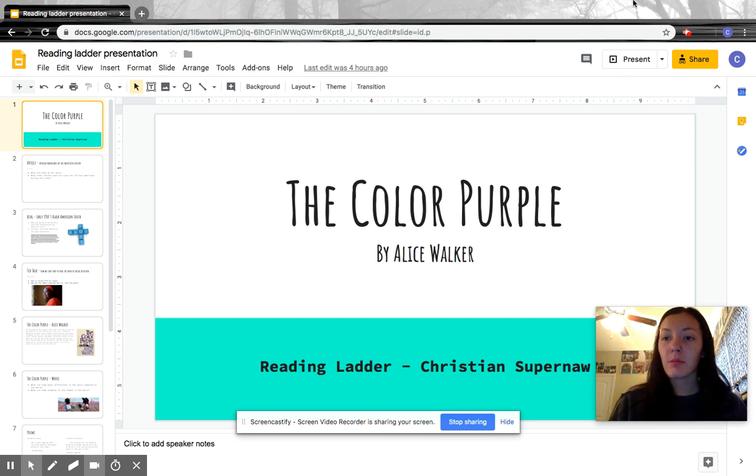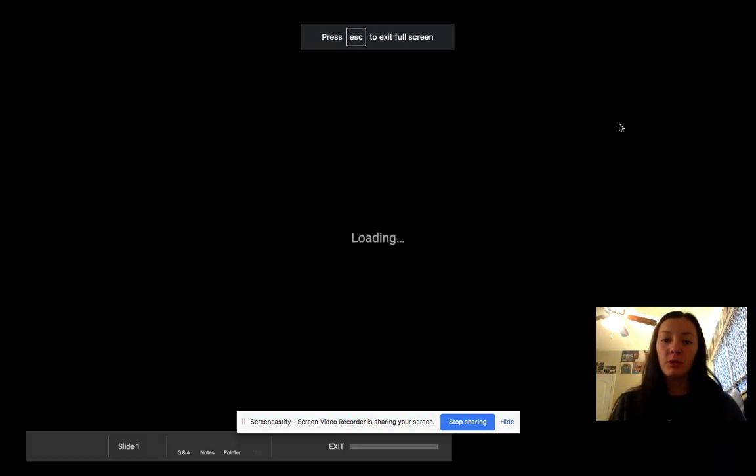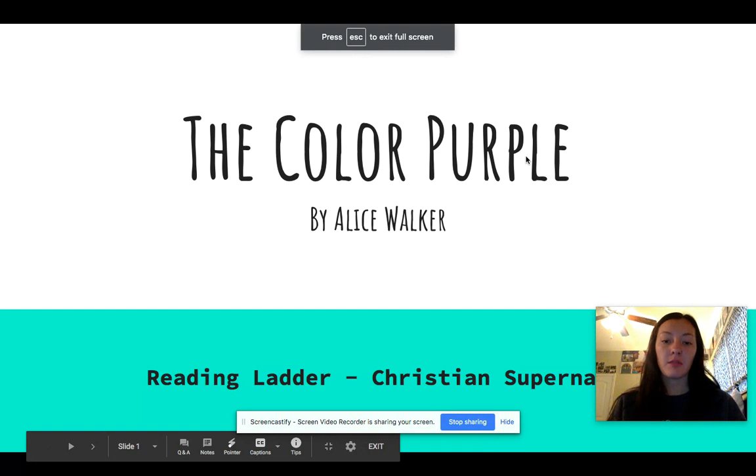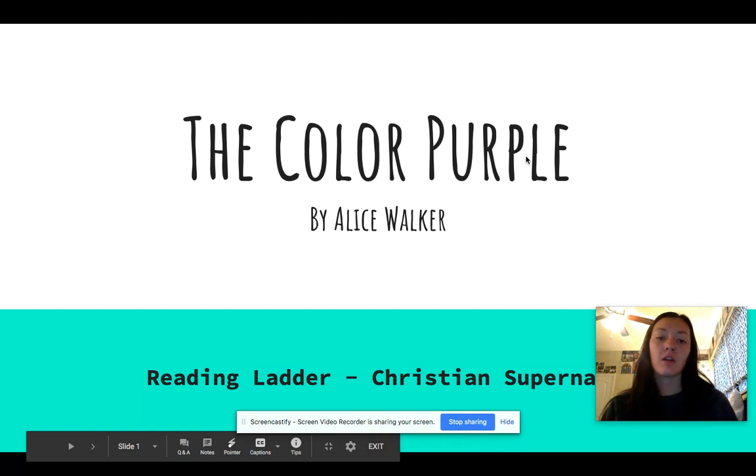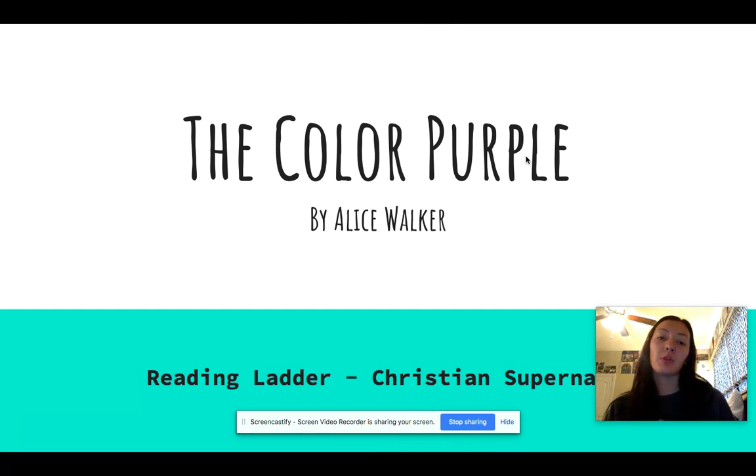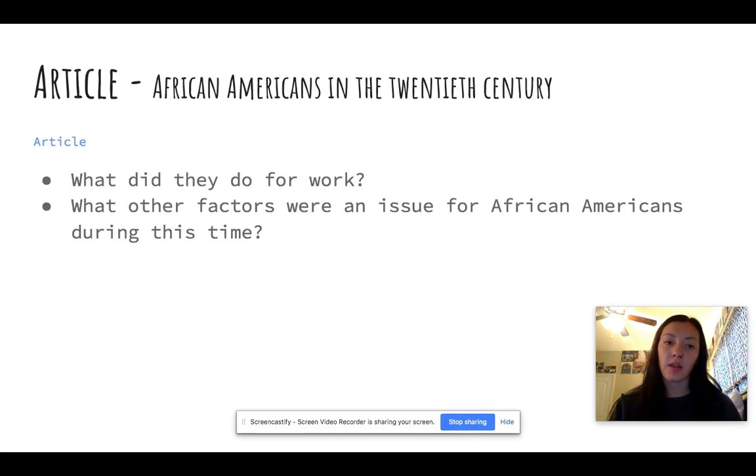Okay, I am doing my reading ladder over The Color Purple. Some major themes in this one are sexism, abuse, racism, social class. There's a few others, but some of the main ones that I'm focusing on are those. So, first, I would start with this article.